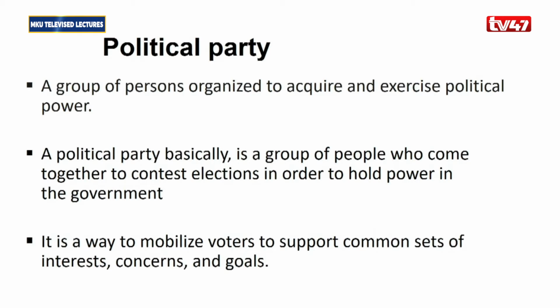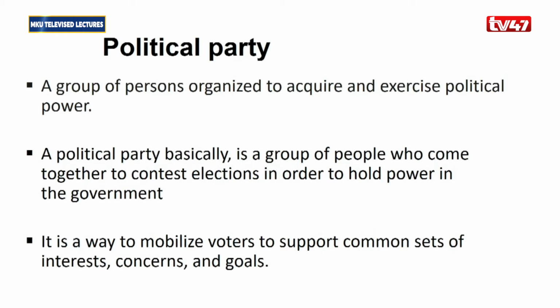And these political parties, there are quite a number of them, which are usually formed to acquire political power. At the same time, taking the example of the United States, we also have two major political parties, that is the Democrats and the Republicans. And as we have mentioned, whichever country you look at, political parties are a group of persons organized to acquire and exercise political power.